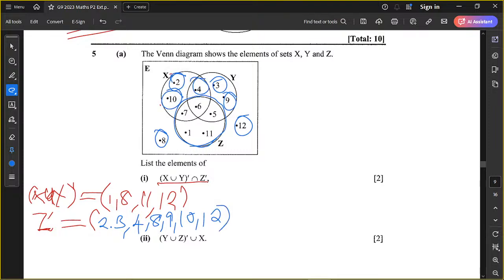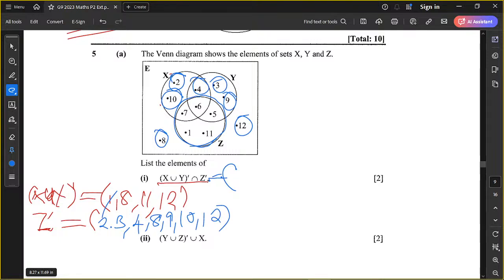So we close. Now remember, we want to find X union Y complement intersection Z complement. So what will be the members of that set? We say, is 1 found in Z complement? No.